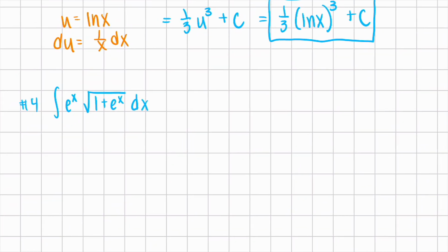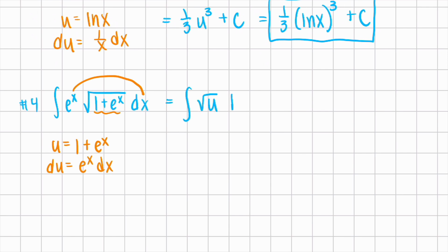Okay, number 4, I have stuff under a radical, so same thing, we probably want to make that our u. 1 plus e to the x. Let's see, derivative of 1 is 0. Derivative of e to the x is e to the x. So I'm going to have e to the x dx. Notice e to the x dx is already in my problem, so I have du in my problem.